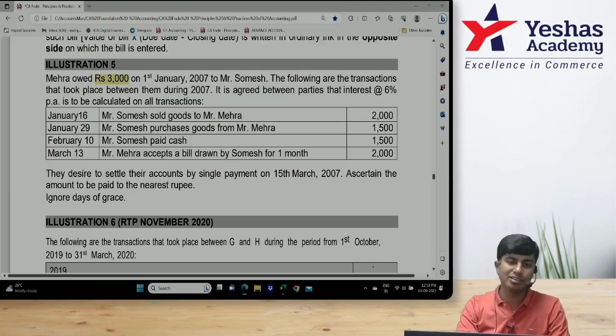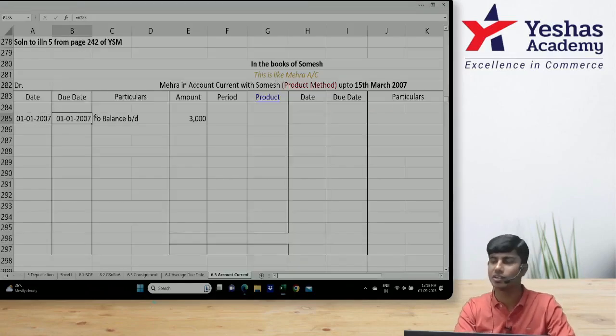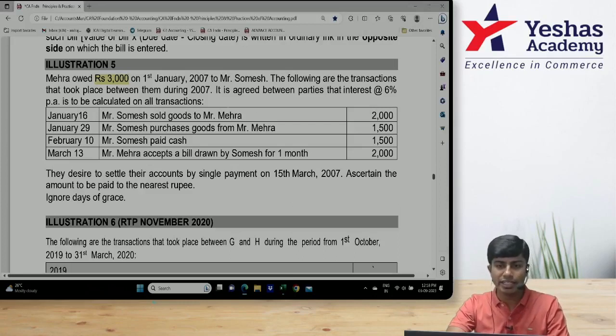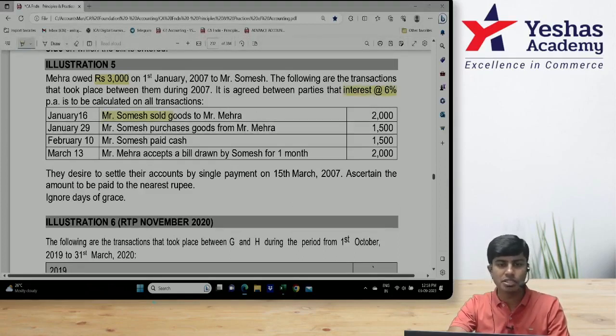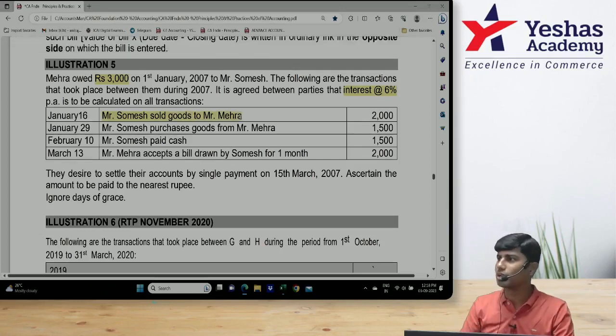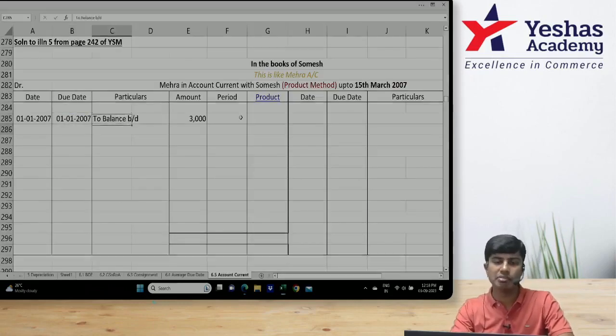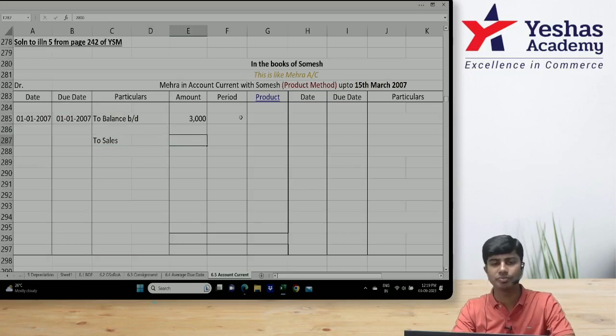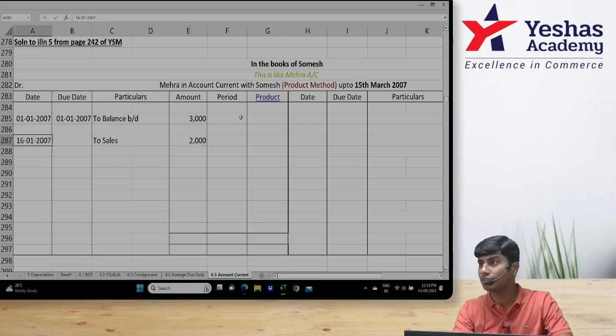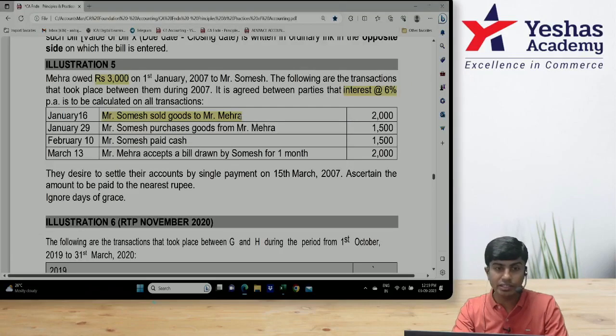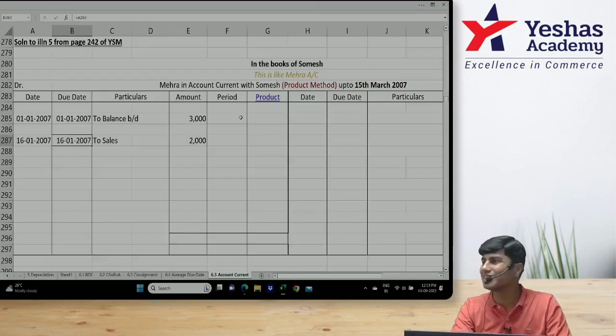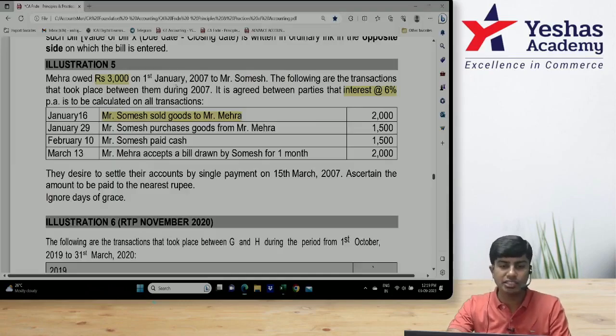Have they given any due date? Opening balance will not have a due date. I hope you will remember that. Then interest is at 6%. First transaction. Somesh sold goods to Mehra. Entry is Mehra account debit to sales. Here I'll write to sales. How much? 2000 on 16th of January. Due date 16th of January, since nothing is mentioned. Then next transaction.